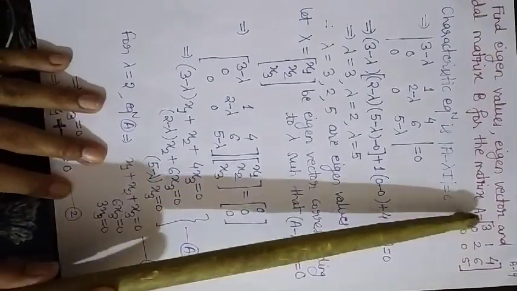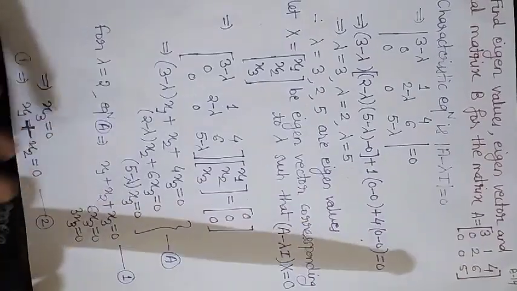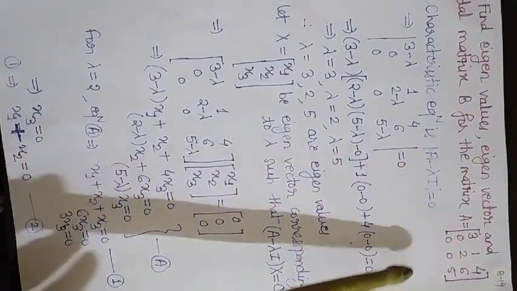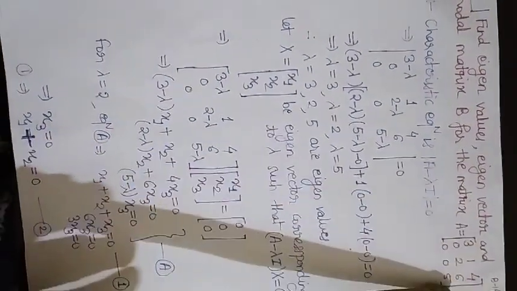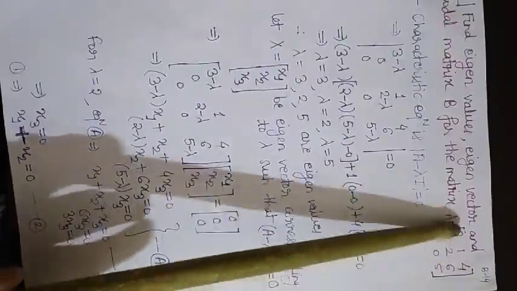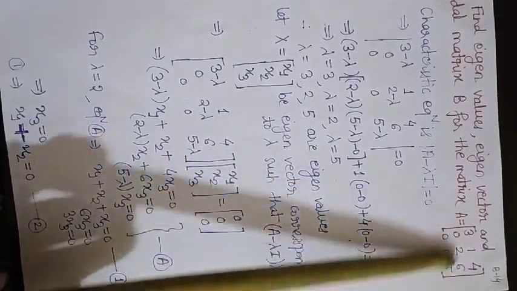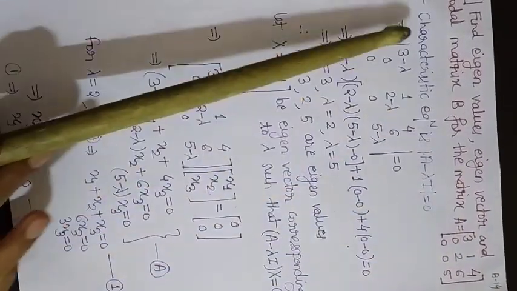As per the property I mentioned in my earlier video lecture, if the matrix is an upper triangular matrix, then the eigenvalues of the given matrix are nothing but the diagonal elements of the matrix. So the diagonal elements must be 3, 2, 5. Let us see whether we get these values or not. We'll start with the characteristic equation.